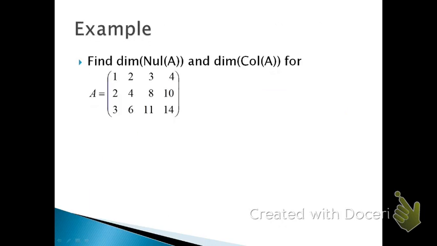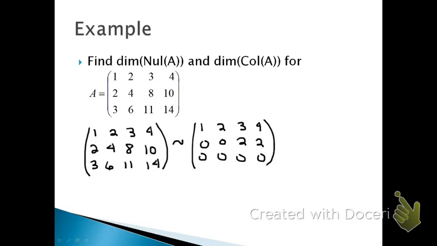So let's look at the following matrix A, and what we're going to do is find the dimension of the null space, or the nullity of A, and the dimension of the column space, or the rank of A. So all we need to do is take A and put it into row echelon form and identify its pivot columns and its non-pivot columns. So here we have the matrix A in row echelon form. It has 2 pivot columns and 2 non-pivot columns.